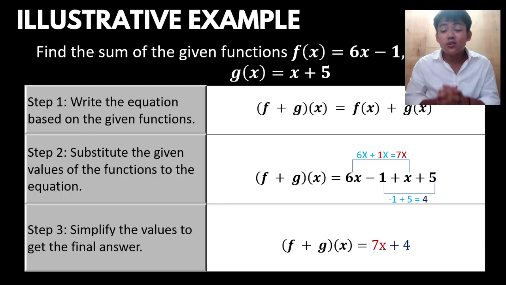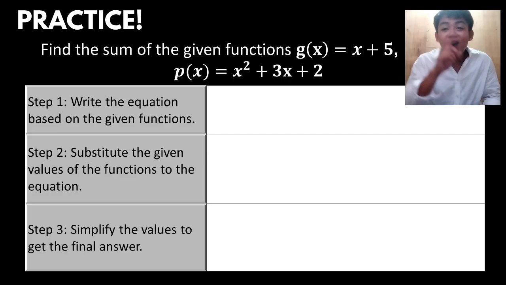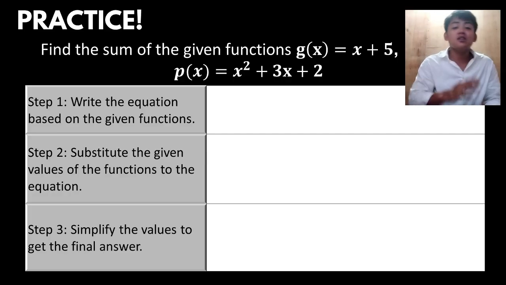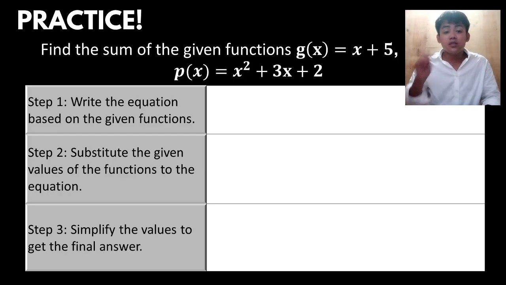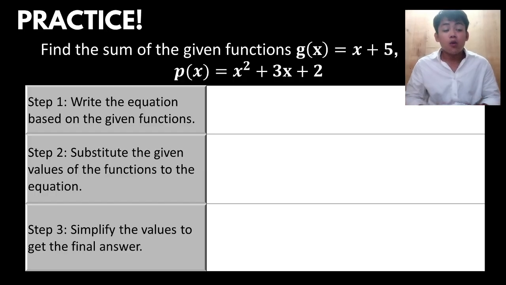So is there any questions or clarifications with regards to the step-by-step procedure in the sum of the two functions? None so far, sir. Okay, very good. So to apply your understanding, let's have another example to be answered by class number 23. We have here the given functions g of x is equal to x plus 5 and p of x, which is equal to x squared plus 3x plus 2. So, class number 23, I want you to answer this one and explain the step-by-step procedure on what you did to get the final answer in this example.